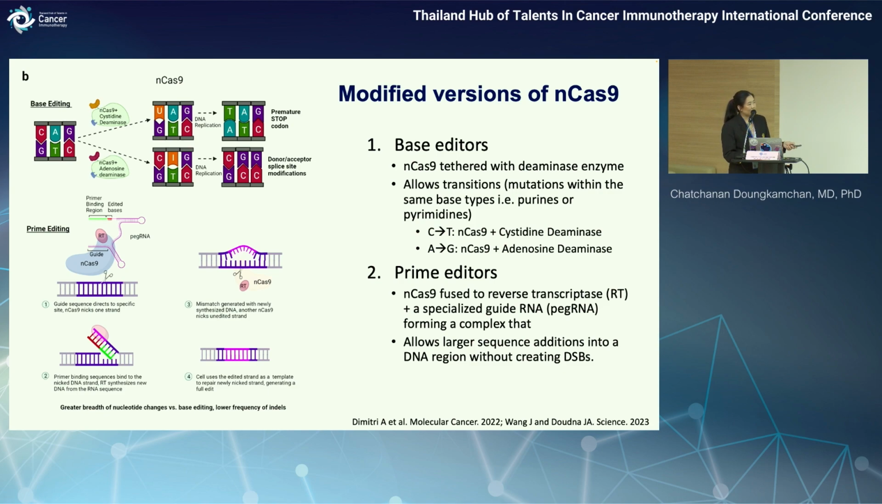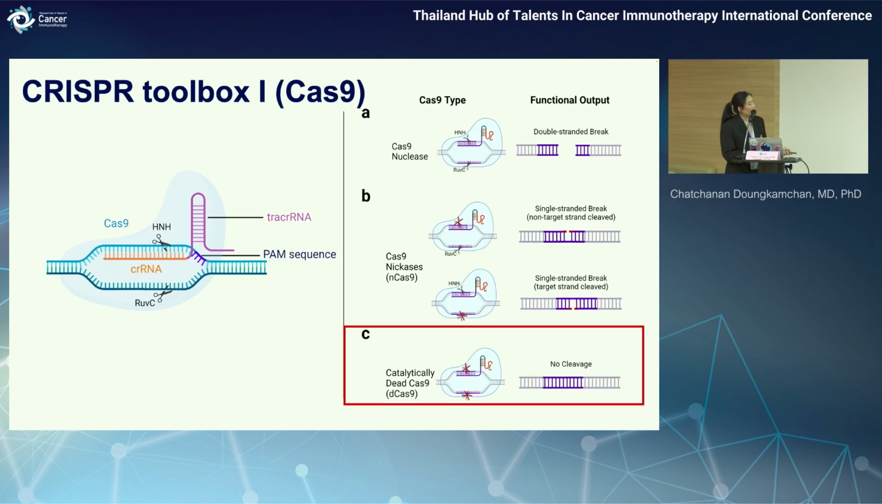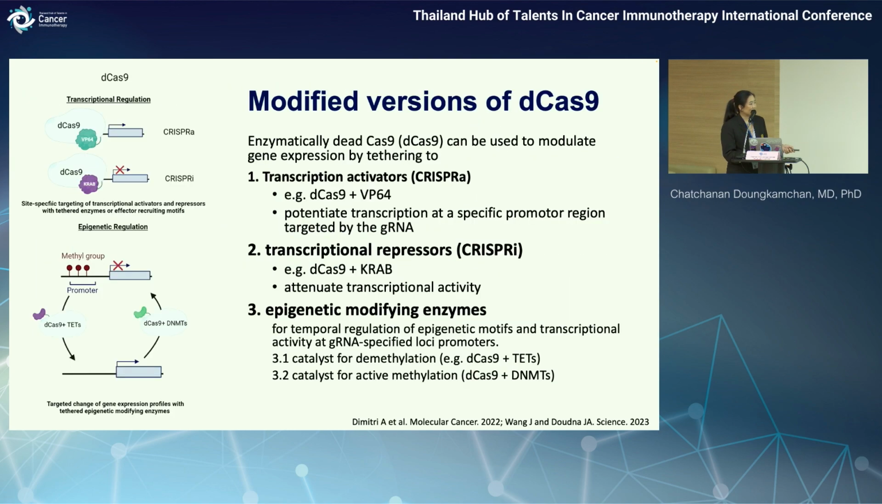There's also the prime editors, where the nCas9 is fused to the RT and used together with the pegRNA to allow transversion and even further incorporation of shorter sequences. And the last one is dCas9.